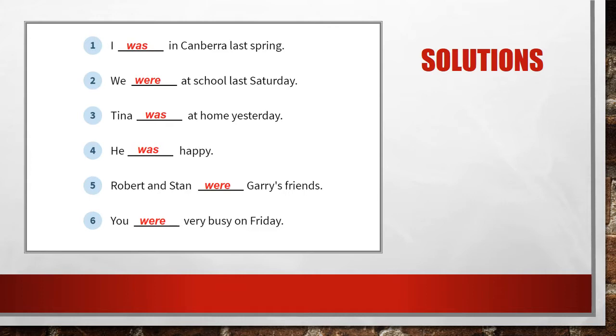Well, class, hopefully your solution looks something like this. I was in Canberra, we were at school, Tina was. Remember that we say Tina was because Tina is a woman, so it's the same as if we were saying she was, right? He was happy. Robert and Stan are two men, so it's the same as if we were saying they were, right? That's the reason why we use were with Robert and Stan.